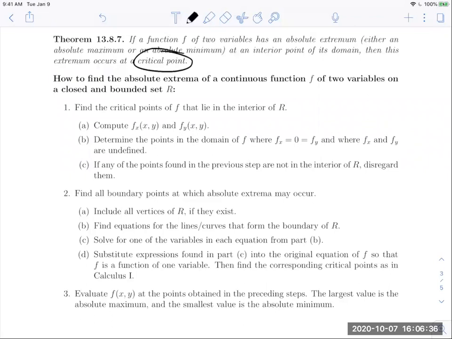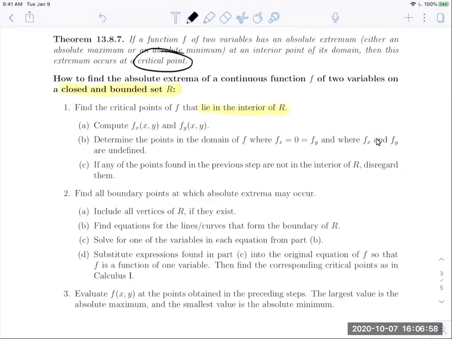Step 1 is to find the critical points, okay? And in particular, we're going to find them in the interior of our region. Remember, we're talking about a closed and bounded set. So if we find values that are not in the region, we're going to toss them out.